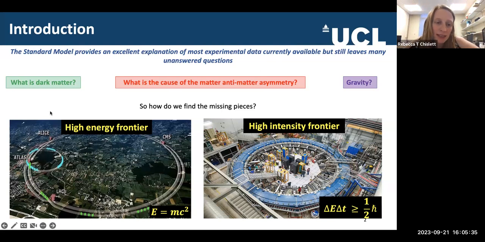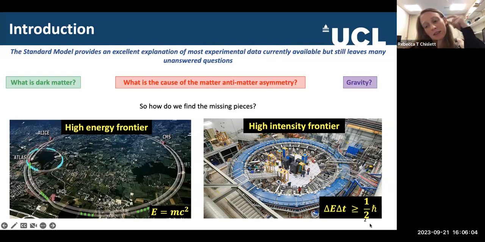And the way I see it is that there's kind of two main routes that we use to do this. There's the high energy frontier, which is things like the LHC, which uses Einstein's E equals mc squared. So if you go to higher energies, then you reach higher masses of particles that we might not know about. And then the alternative route is the high intensity frontier, which is what the g-2 experiment uses.